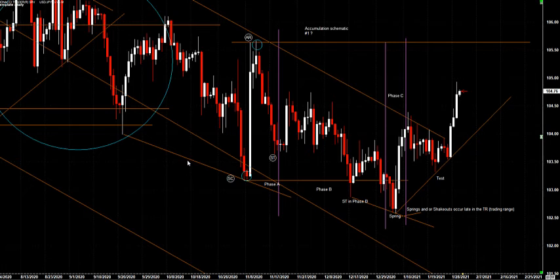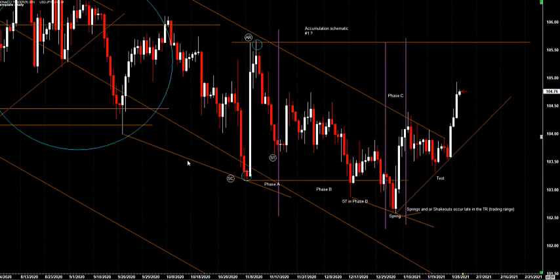Again, we're not throwing in a bunch of indicators. All we're doing is looking at price action, the supply and demand, that constant struggle, identifying the phases, which allows us to track the smart money behavior. And then we throw in some volume. You see me use volume. That's the only other indicator that I would apply.